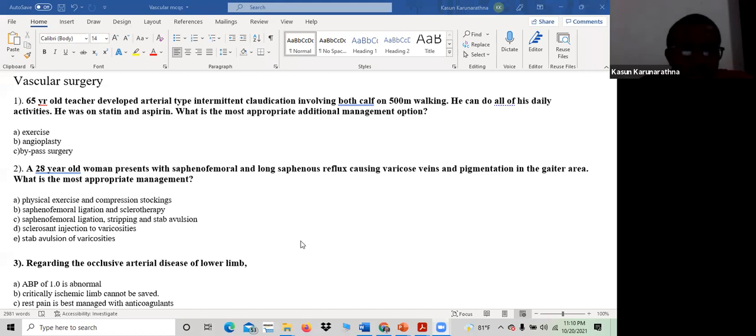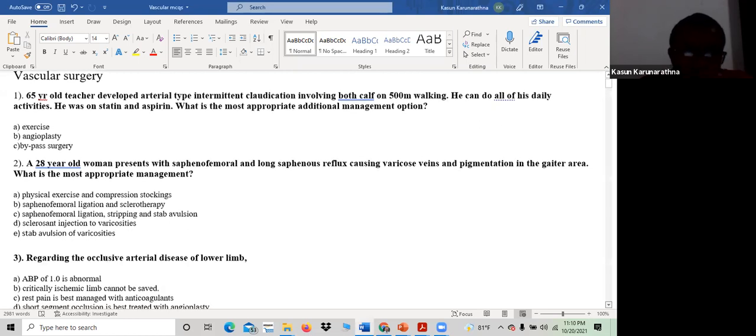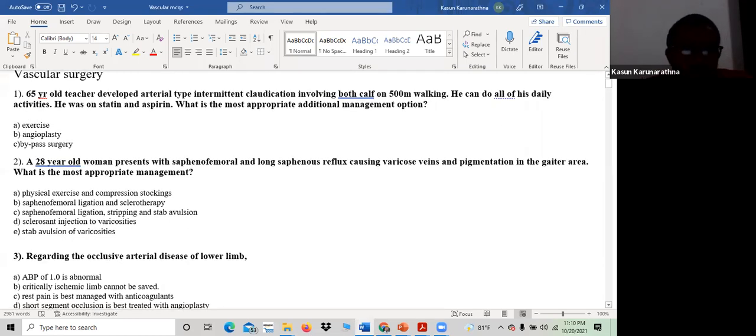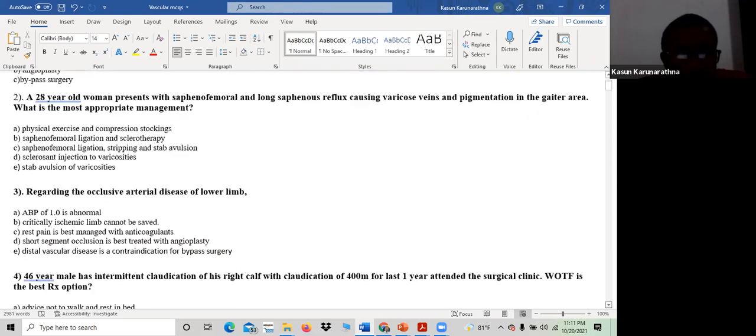How do you exclude E? Because there's a long saphenous femoral reflux, no? Stabilization won't address that part. So you can't take E, right? So the best option should be B, right? C, right? Saphenofemoral ligation and stripping and stabilization or sclerotherapy to address the below varicosities, right?